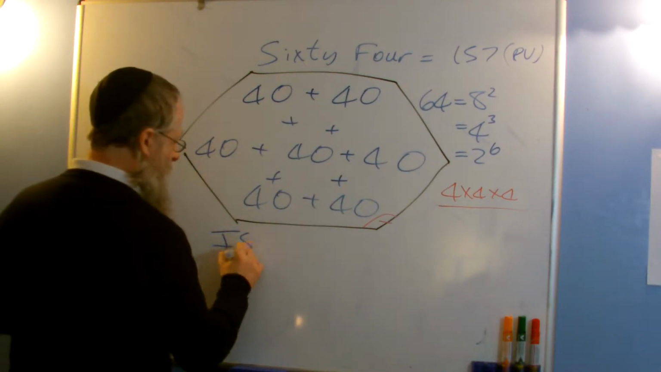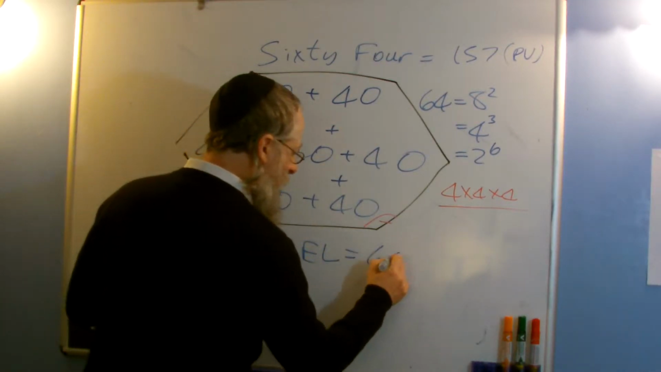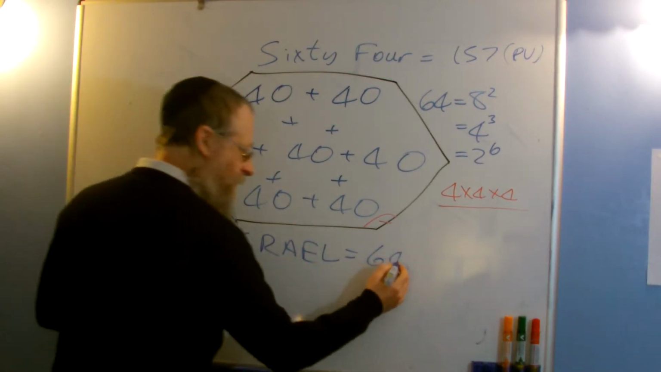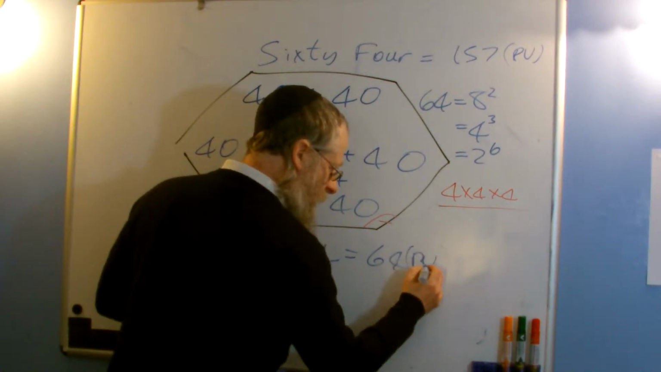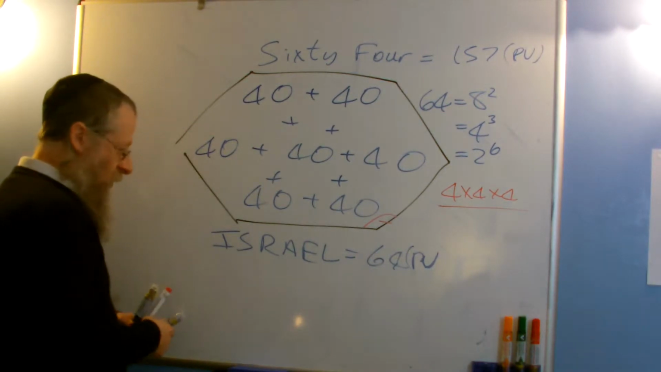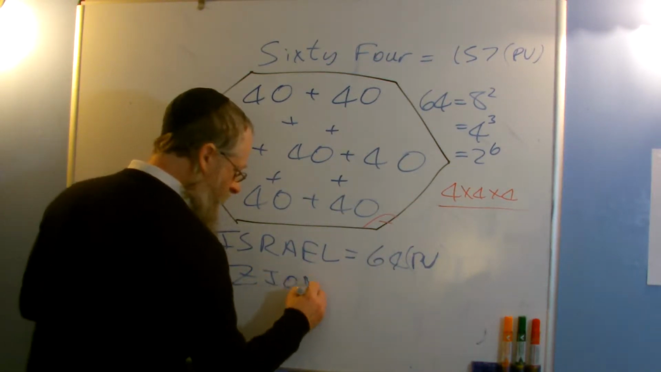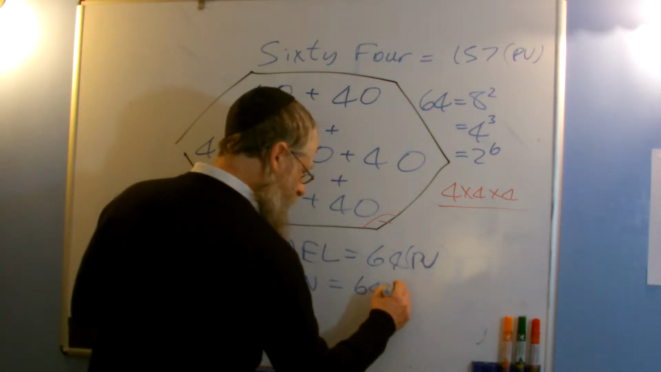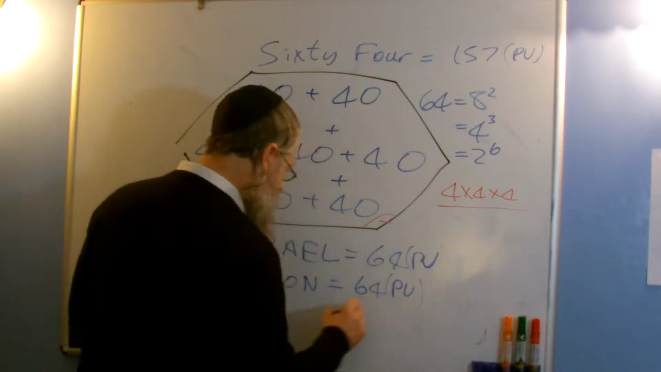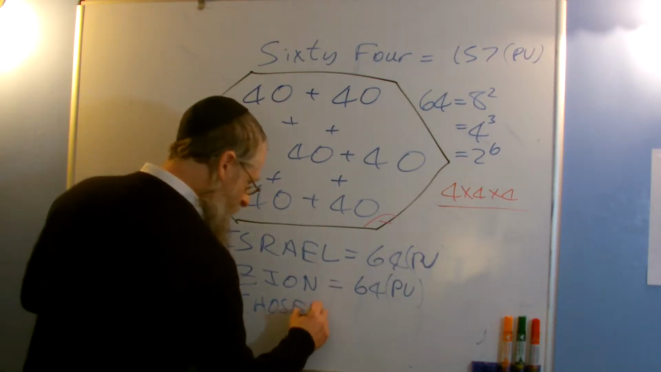Israel equals 64. Okay, placement values, PV. And what else equals 64? Zion. Zion is another name for Israel, or a name for Jerusalem sometimes. PV. Chosen equals 64.